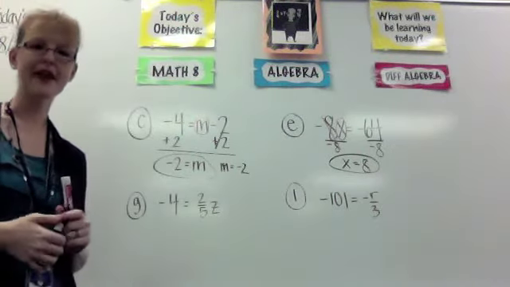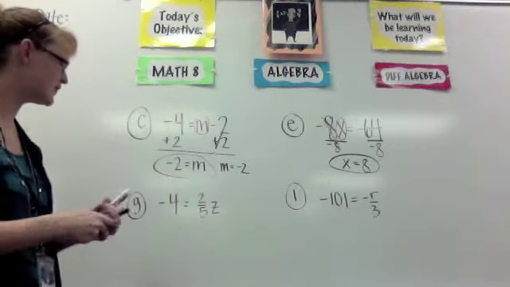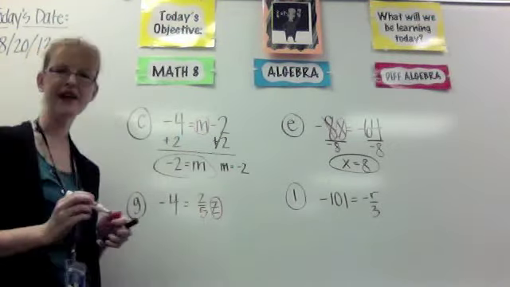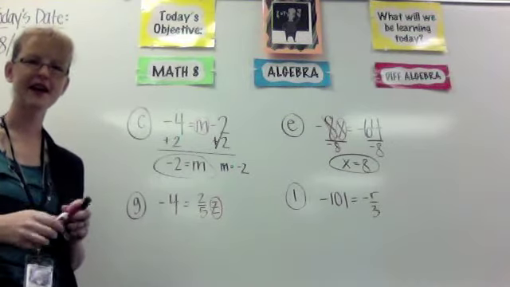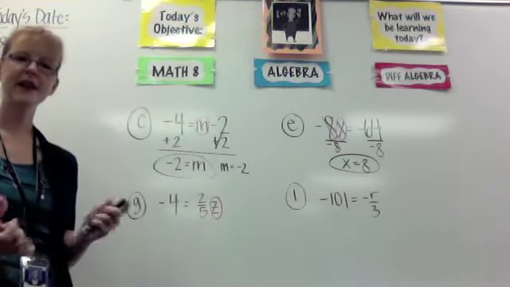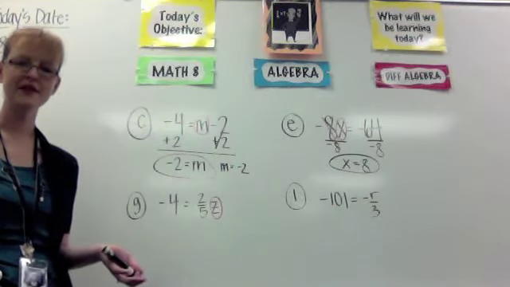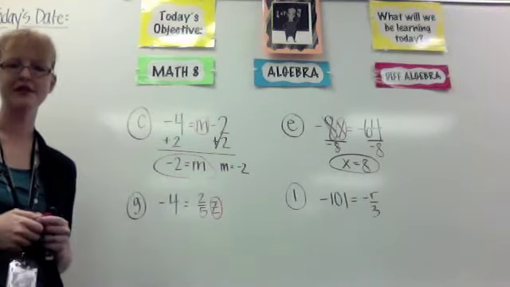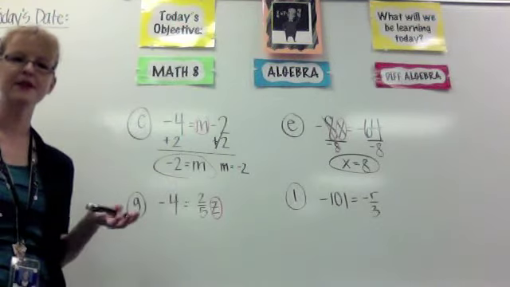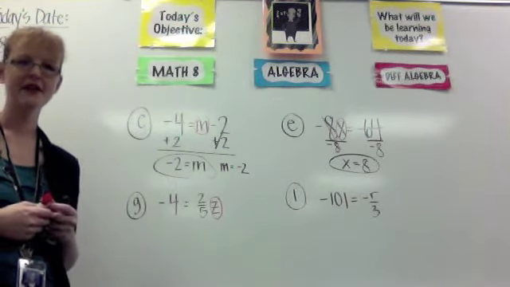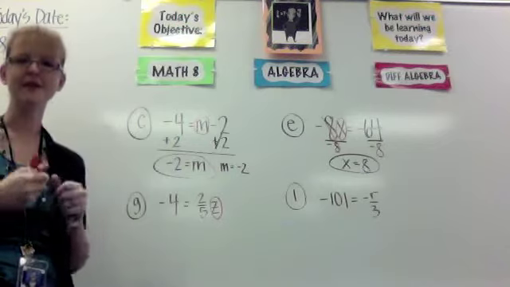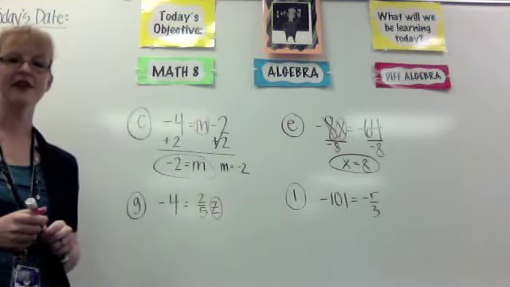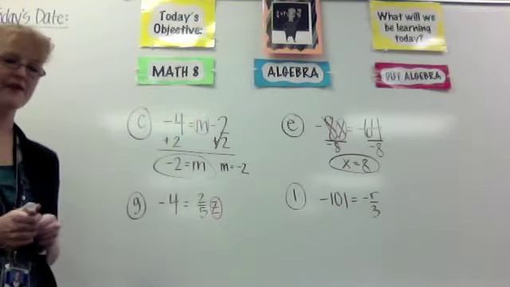Let's also take a look at G. If I'm looking at G, I would like to get the Z all by itself. I can see right now that the Z is living with times 2/5. So I need to get rid of times 2/5. Well, to get rid of multiply 2/5, I would divide 2/5. However, you might remember that when you divide by a fraction, we're going to multiply by the reciprocal. So dividing by 2/5 is really the same as multiplying by 5/2.